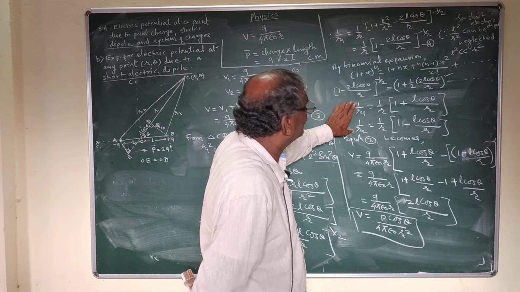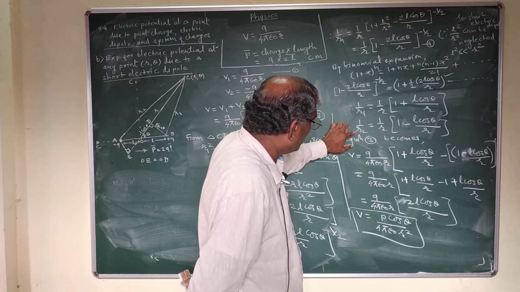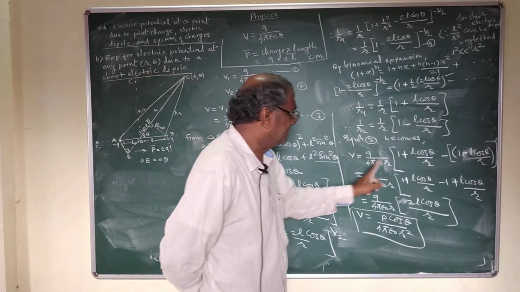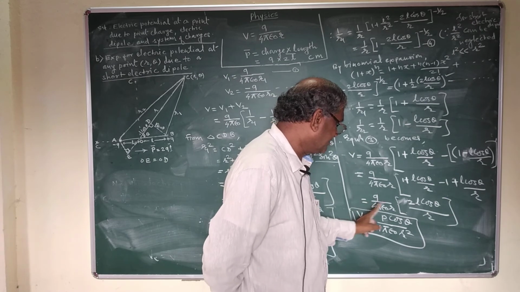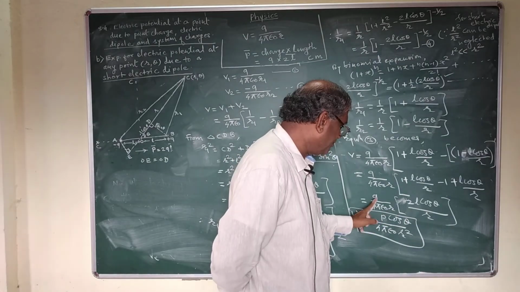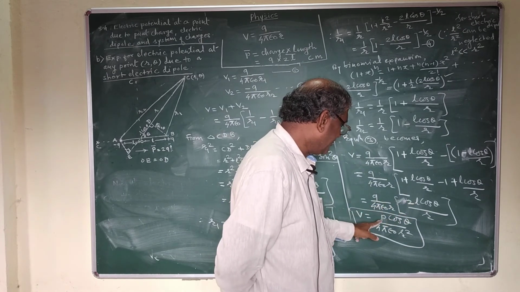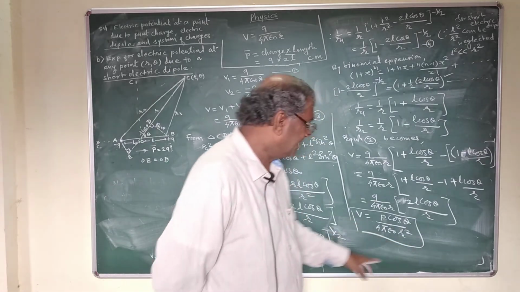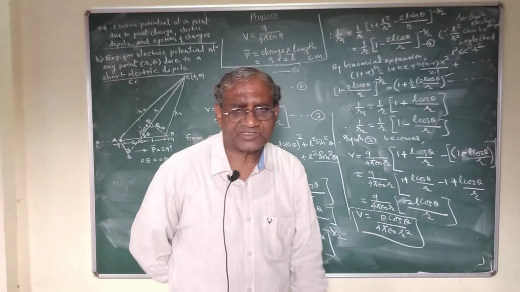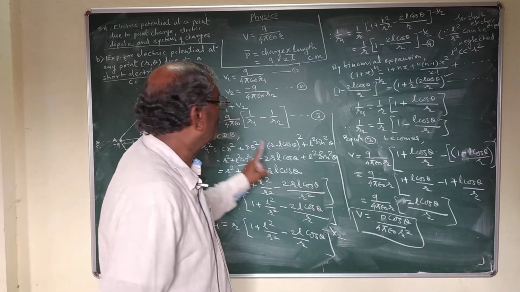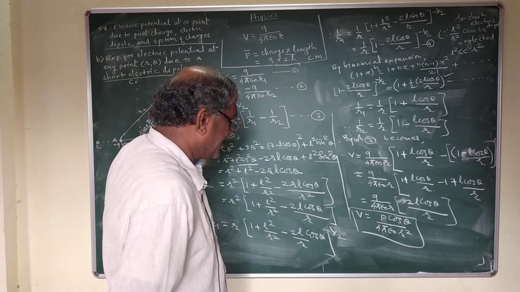Using these values of 1 upon R1 and 1 upon R2 in equation 3, we get, 2LQ is equal to electric dipole moment P, so that we can write V equals P cos theta upon 4 pi epsilon 0 R square. This is the general expression for electric potential at any point due to a short electric dipole.